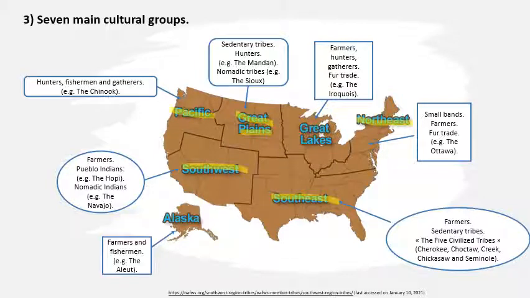Then there were Pacific Coast Indians who lived in small bands. Usually they reunited in villages for the winter. Most were hunters, fishermen, and gatherers. One example is the Chinook. And the last group that I'll mention very quickly is the group made of Alaska Indians, mostly fishermen like the Aleut.